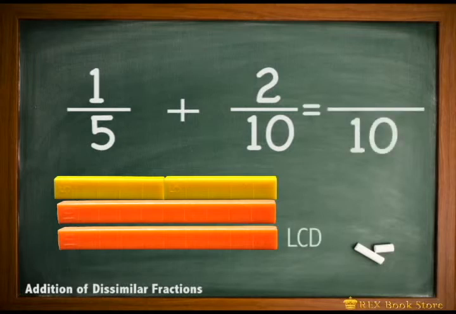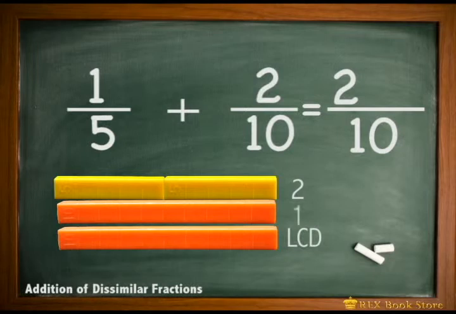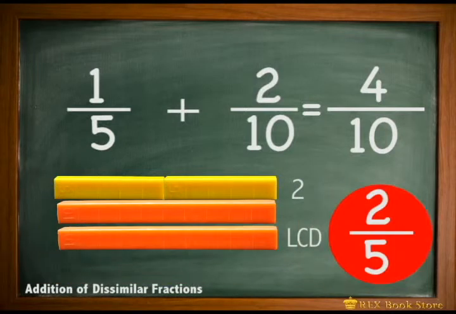Then, how many bars of 5 are there? Correct, it's 2. So 2 times 1 is 2. 1 bar of 10 times 2 is 2. So 2 plus 2 is 4. We can further reduce the answer into its lowest form, which is 2 over 5.